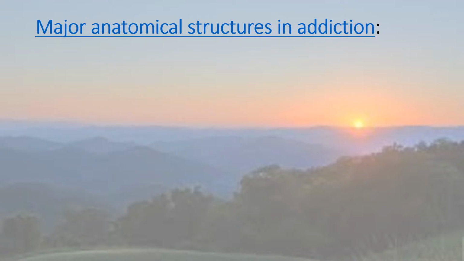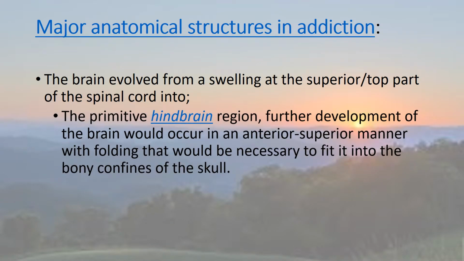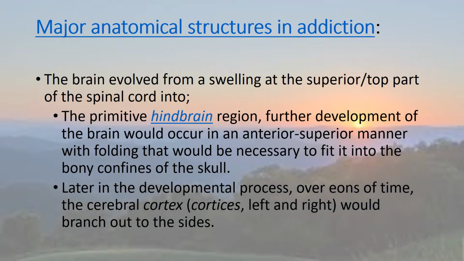The brain evolved, as I mentioned, from a swelling at the superior top part of the spinal cord into the primitive hindbrain region. With further development, the brain would occur in the anterior-superior manner that I described earlier. Folding would become necessary to fit it within the bony confines of the skull. Later in the developmental process, evolutionary, over eons of time, the cerebral cortex, or cortices, left and right, would branch out to the sides.